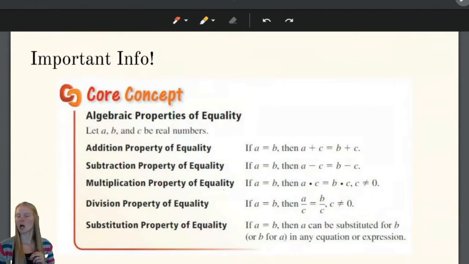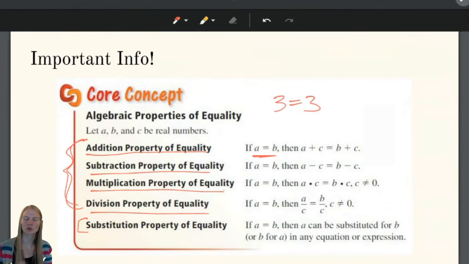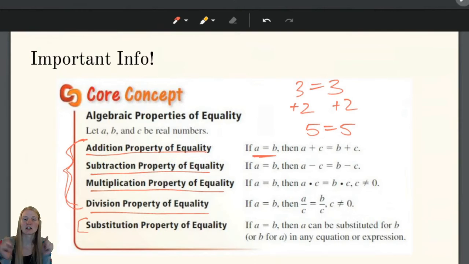So let me remind you of the algebraic properties. We have the addition property of equality, subtraction property of equality, multiplication property of equality, and division property of equality. Substitution property of equality is a tiny bit different, so I'm going to talk about these first. What all of these say is that if I have an equation, A equals B, 3 equals 3, some true statement, then if I add the same thing to both sides, say C is 2, if I add 2 to both sides, I still get 5 equals 5.